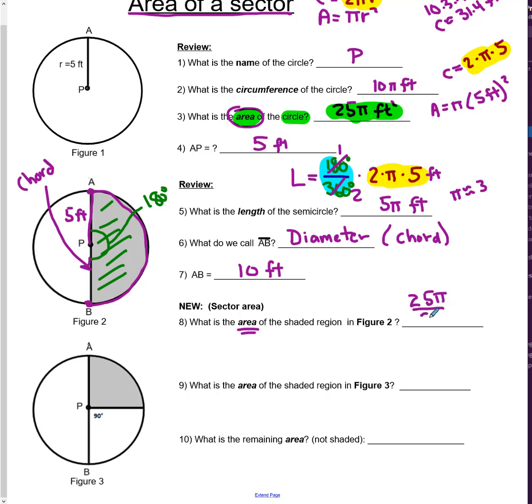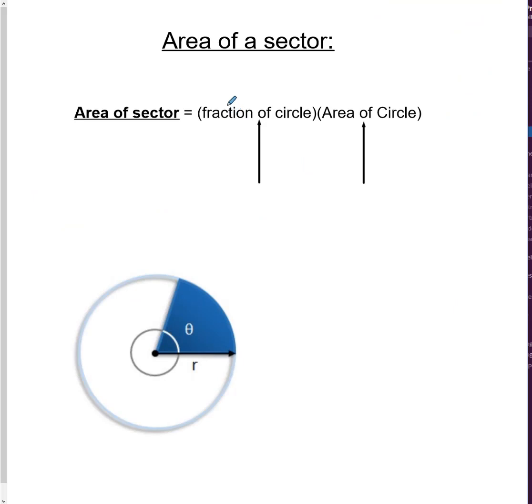And 25 pi over 2 is the same. That's 12.5 pi. And of course, this is feet squared. All areas have to have units like this. Okay, now, what did I do to get that? Was there a formula? Not really, right? Not really. It's basically just this.